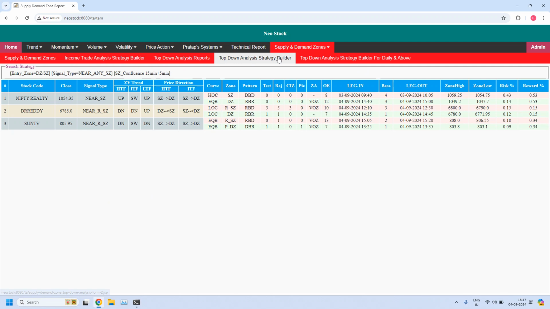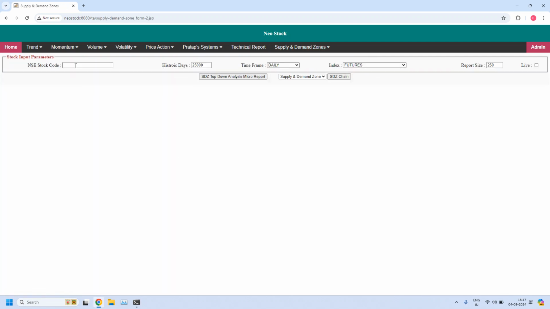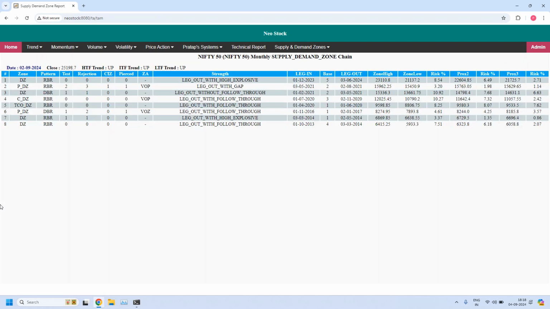Okay, now next let us verify Nifty and Bank Nifty supply demand zone chain. Let's start with Nifty. Starting from monthly time frame, let us find monthly supply demand. Let us generate some monthly supply demand zone chain for Nifty. So all these are all Nifty monthly supply demand zone chains.